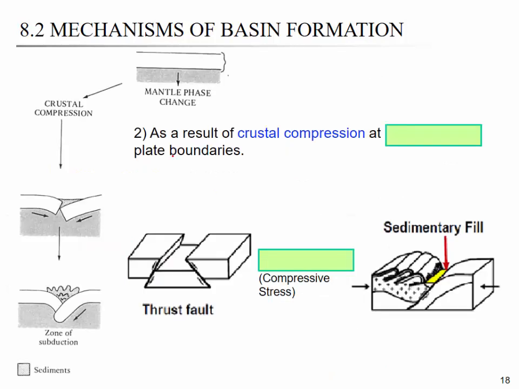And the second mechanism is compression. Just before it was tension, right? Now crustal compression at the convergent plate boundary. Then you have a thrust fault, and a foreland basin forms.